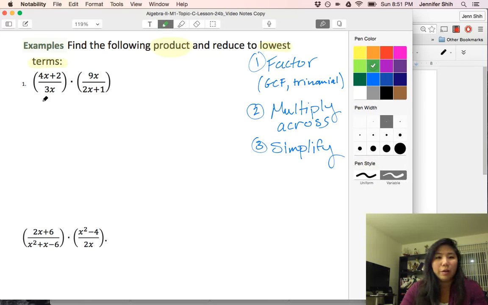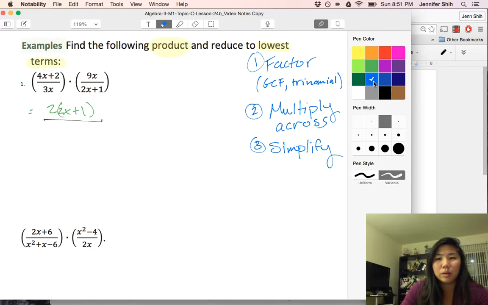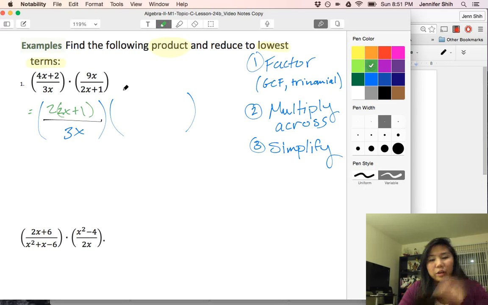Okay, let's factor first. I'm looking at this numerator, and it says 4x plus 2. Its greatest common factor is 2, and I'm left with 2x plus 1. Then I'm going to draw a bar, and my 3x is going to stay 3x. In my numerator on my second term here, I'm going to factor out a 3.